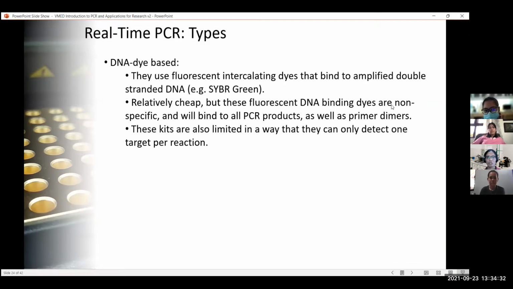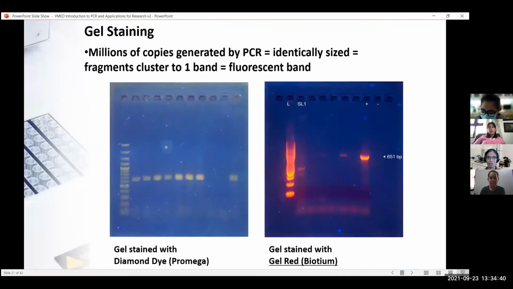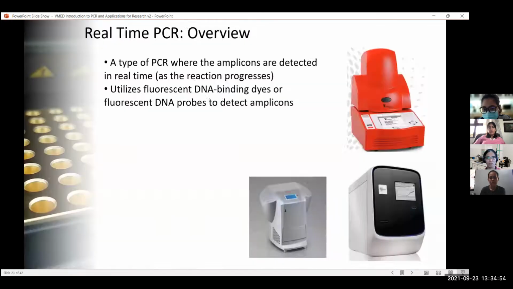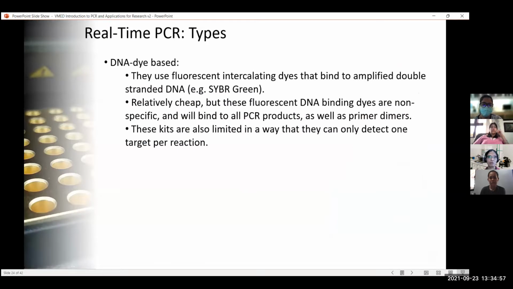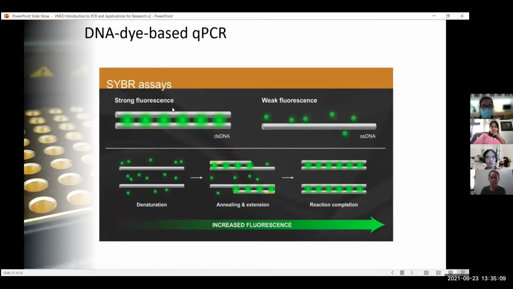These fluorescent DNA binding dyes are non-specific. Whatever the size of your amplicons, they will bind. As you can see here, it will bind to this amplicon, it will also bind to this amplicon, and it will also bind to this amplicon. It will not matter what the size of the amplicon is, as long as it's double-stranded, it will bind. That's why it's not as accurate, but it's cheaper. These kits are also limited in that they can only detect one target per reaction. You cannot detect multiple targets in one reaction. This is the SYBR assay, or DNA dye-based qPCR.